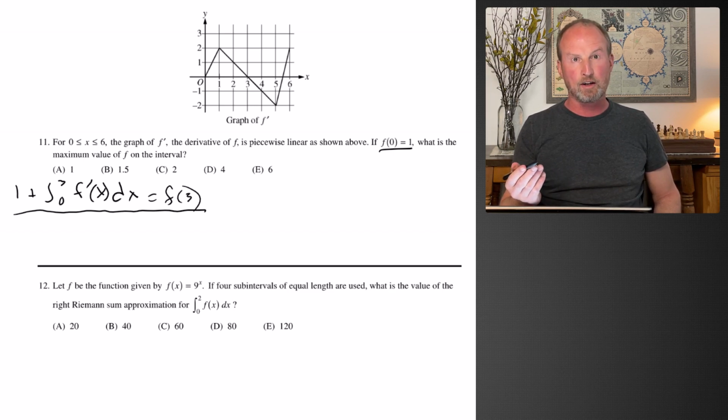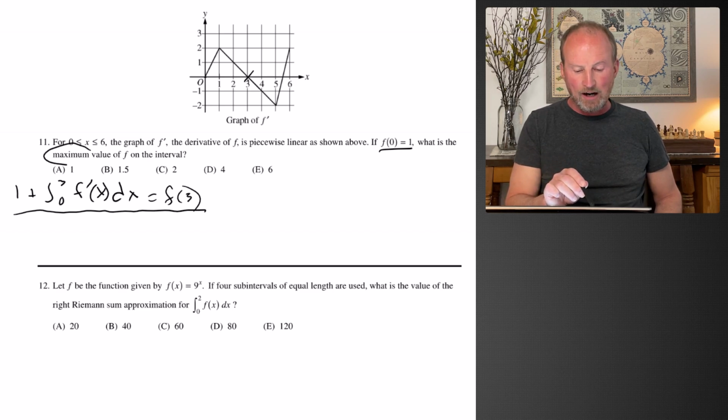Why do I care about the value at 3? Why did I pick 3? Notice the sign of my derivative changes. So in this region from 0 to 3, my function's increasing, and then it starts to decrease, and then it goes back to increasing. I want the maximum value. The area underneath this curve, my base is 3, my height is 2, one half base times height gives me 3.